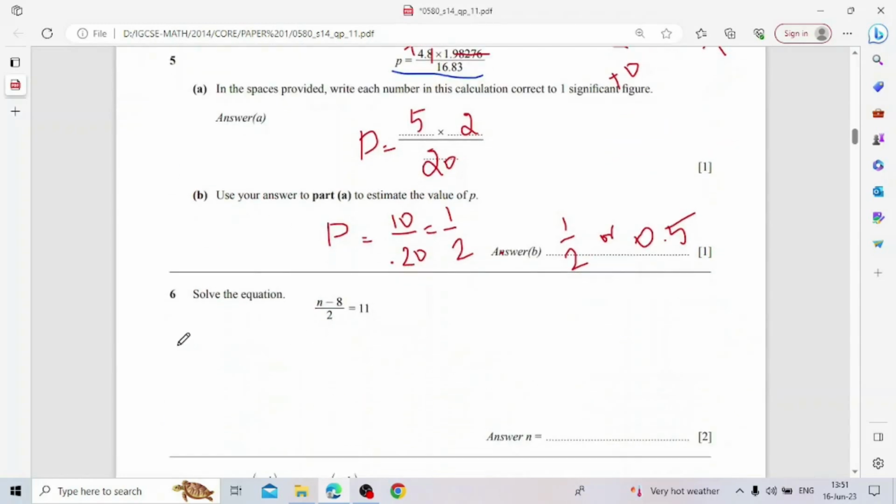Number 6. Solve the equation n minus 8 over 2 is equal to 11. Such a question can be solved like this: always take the number after the equal sign. If you have 11, it's a whole number, so in that sense there is always a 1 under it. Fine. So now we will go for the cross multiplication.